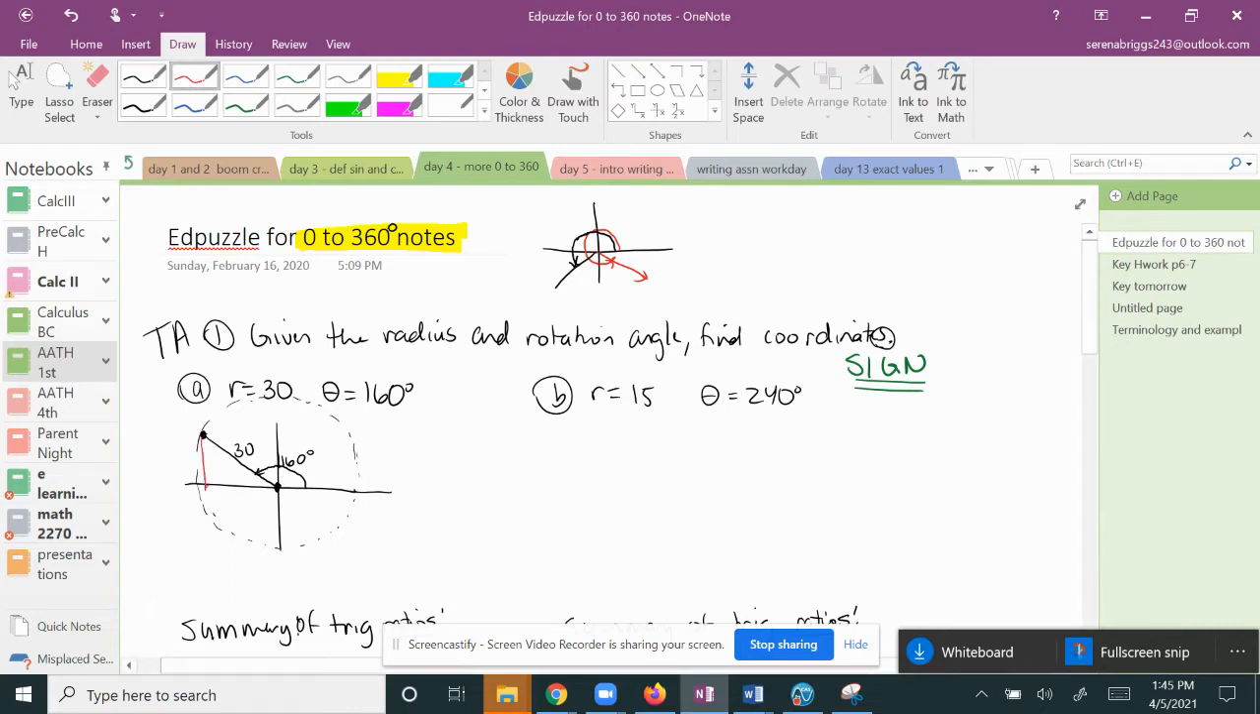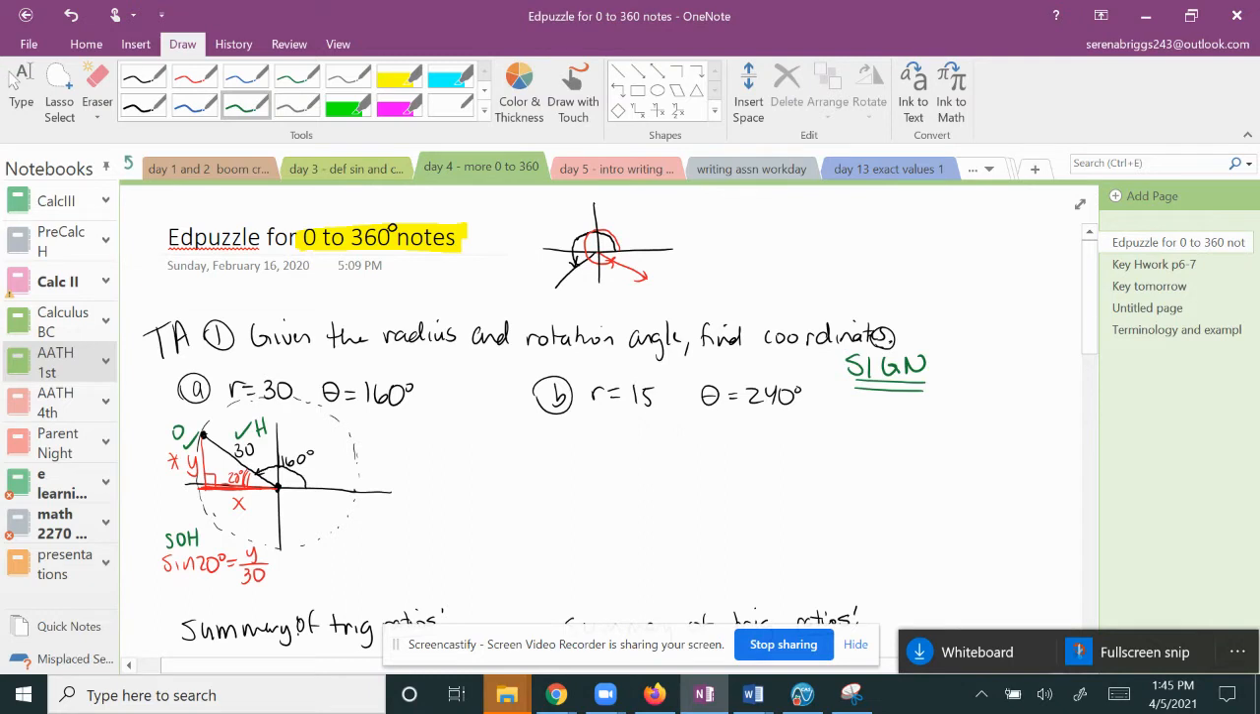So we need to know how far over it is, call that X, and how high up that is, call that Y. Let's target finding Y first. If we target finding Y first, we want this angle to use. And that angle is my reference angle. And my reference angle would be 20 degrees. So I know that the sine of 20 degrees is equal to the opposite, which is Y over 30. I chose sine because I have the 30 and I want the Y. I have the opposite and I have the hypotenuse. That means I'm going to choose sine.